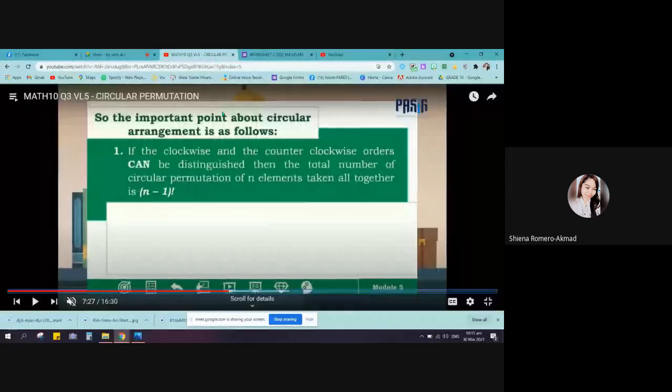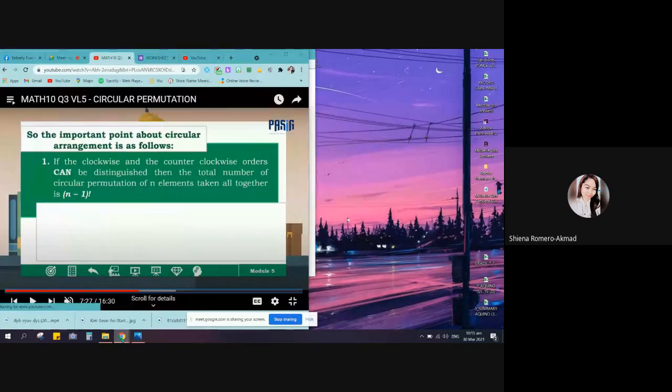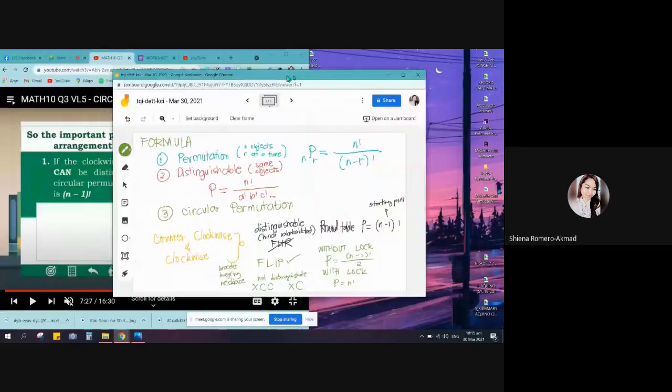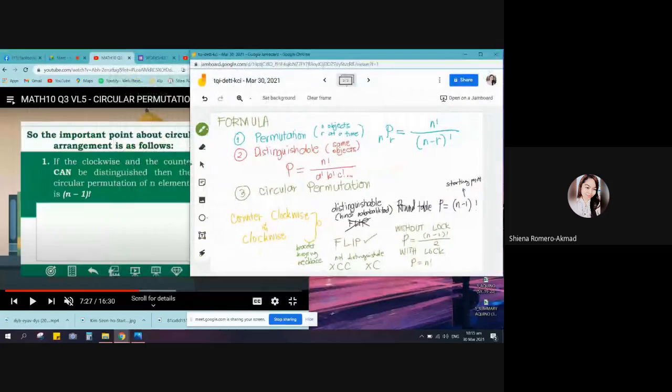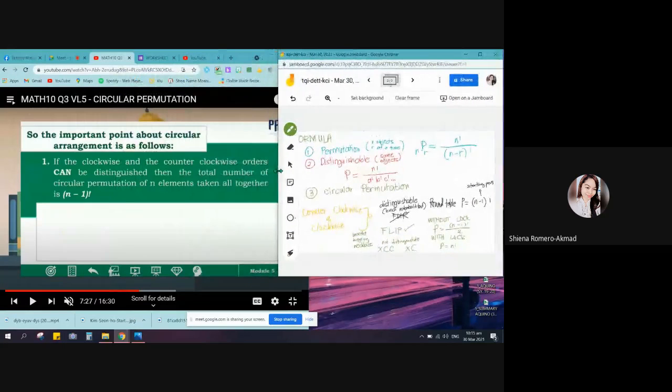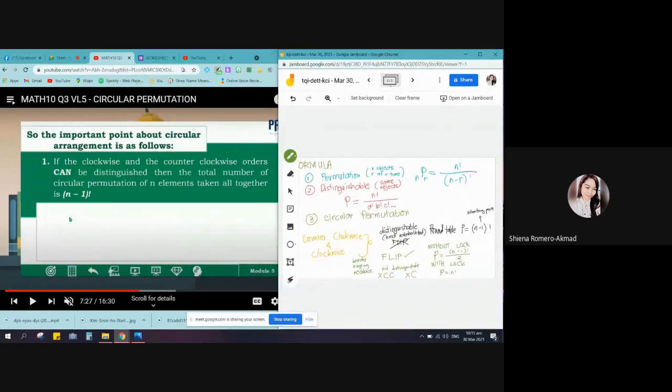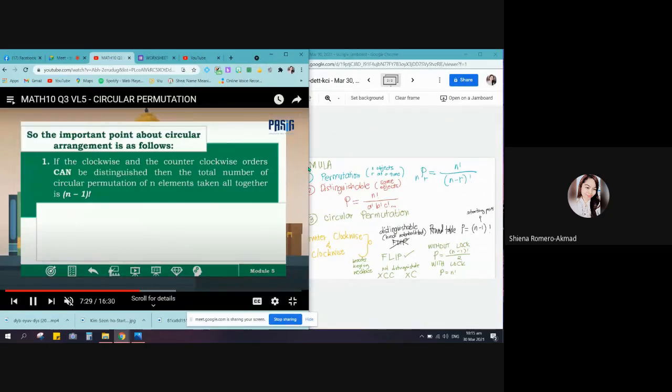I'll share my screen. My entire screen. So, ang gagawin natin is we will look at the given problems, the given situations. Wait lang, ayaw niya.